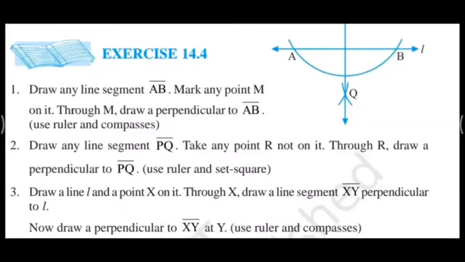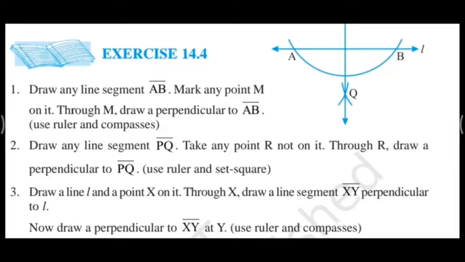11.4. Now question number 1. Draw any line segment AB. Mark any point M on it. Through M, draw a perpendicular to AB using ruler and compass. So first of all, we will draw a line AB of any length, then mark point M on it, and then we will draw a perpendicular on M.